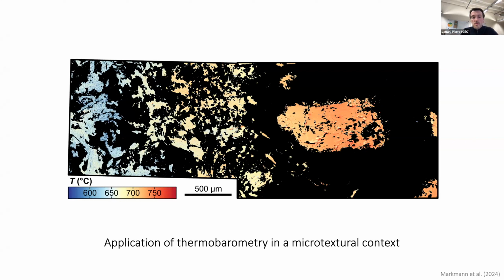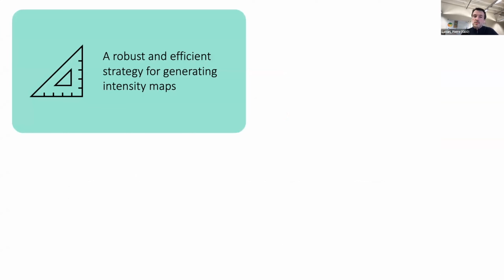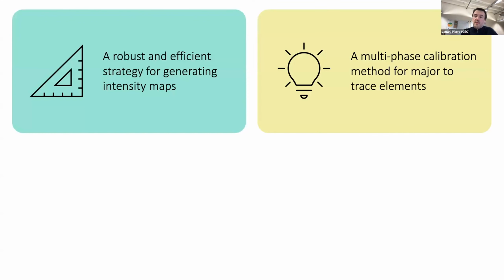But one of the goals that we have been trying to achieve in the past few years was to apply this quantitative metrology method using LA-ICP-MS data. And in order to do that, there are a few key components that you need to include. The first aspect is you need a robust and efficient strategy for generating intensity maps. From these intensity maps, you will be able to segment, to classify the different minerals or phases that you have in the map area. And then you need a multi-phase calibration method that is valid for major, minor, to trace element to be able to calibrate each mineral, each phase in your mapped area.